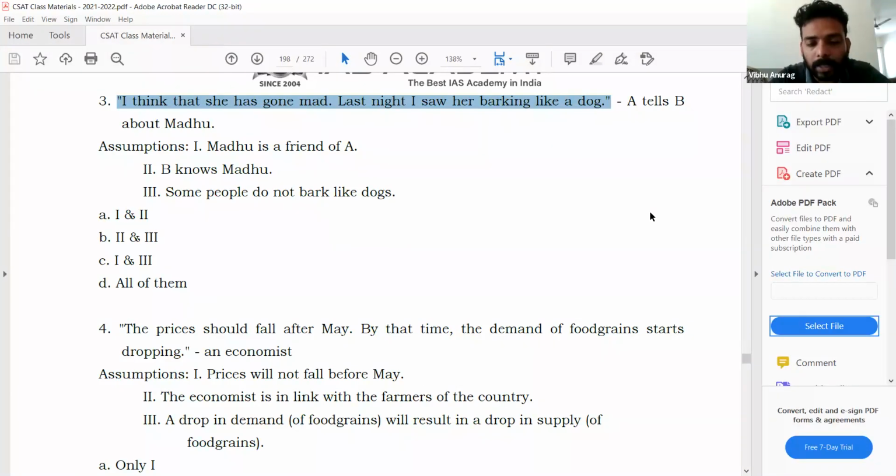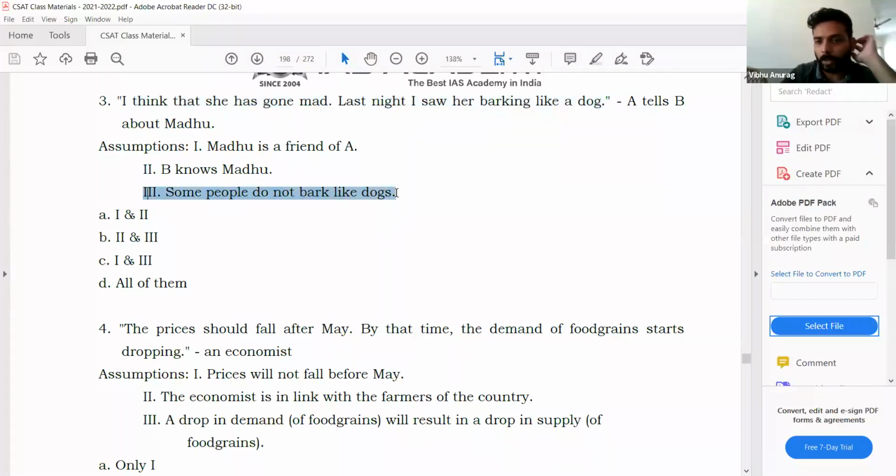So when do we talk without taking names? When we assume that the other person knows who we are talking about. If I come and tell you, he came first in the class, it means I believe you know who I'm talking about. So A believes that B knows Madhu. That's why he hasn't taken a name. So the second assumption is a valid one, and it's correct because of this: we know that A believes that B knows Madhu because he doesn't take her name. Yeah?